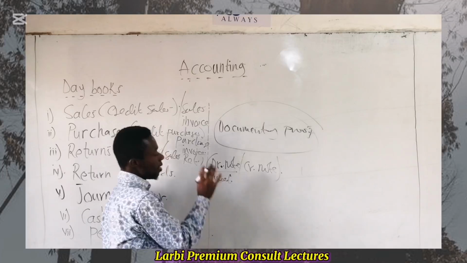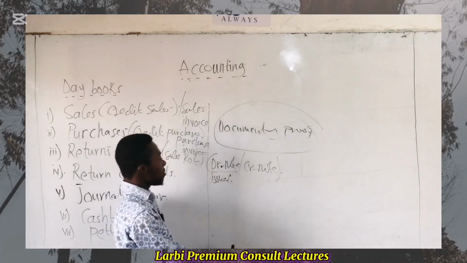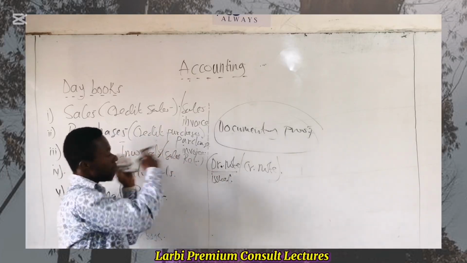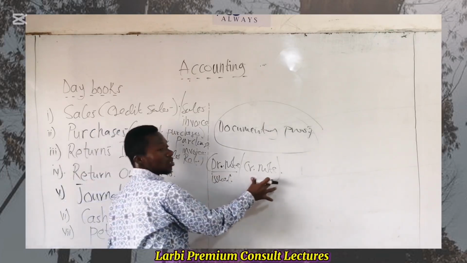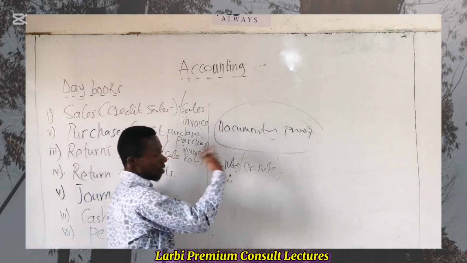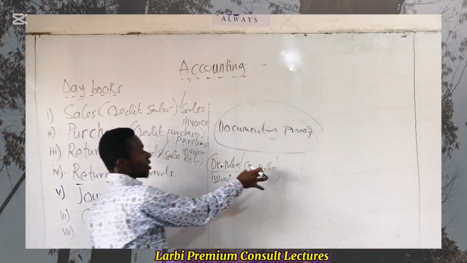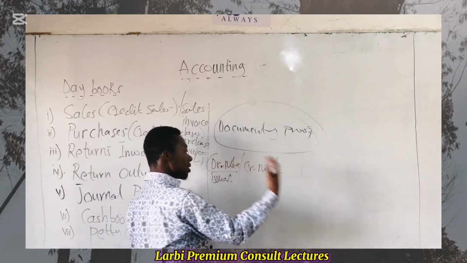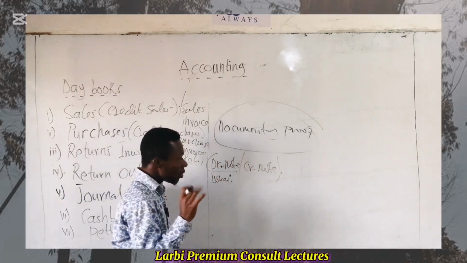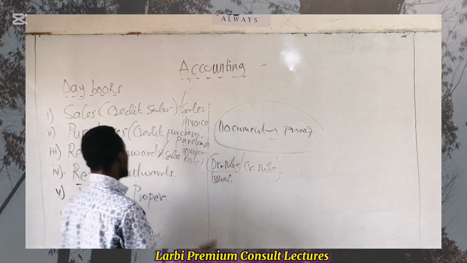So it is either a debit note issued by the customer in support of the returns that he made back to the business, or a credit note given by the business in support of the return, telling the customer that your account has been credited with the goods that you returned back to the business. So let's take note of that. The opposite is also very true.